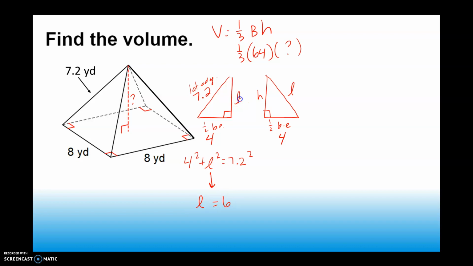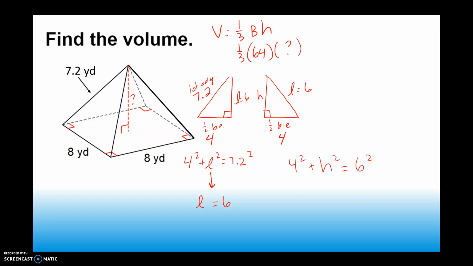So now that I know that this guy here is equal to 6, my slant height, I know this guy is also equal to 6. So now I'm going to use my Pythagorean theorem again over here to figure out my height. So I'm going to get 4 squared plus h squared is equal to my slant height of 6 squared. Again, your slant height is a leg here, but over here it's a hypotenuse.